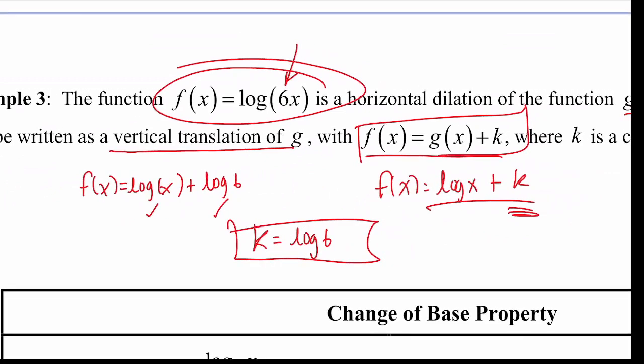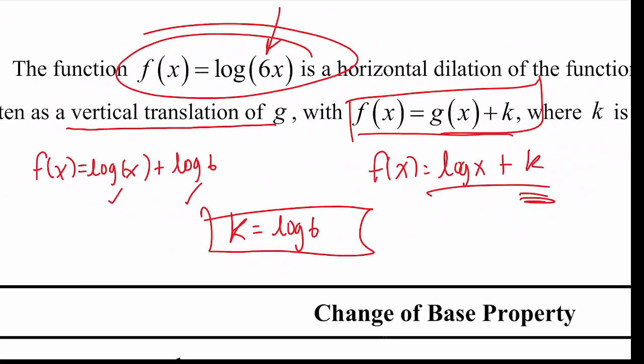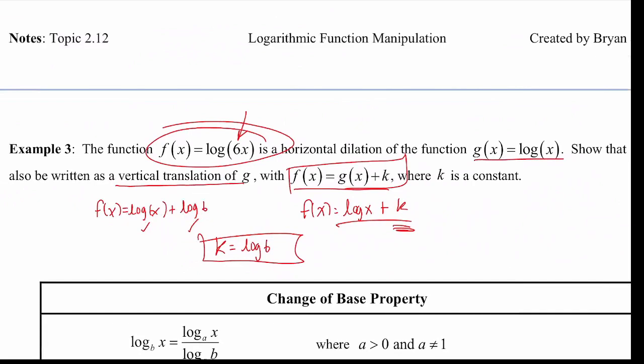How do we know that log of 6 is our constant? Because there's no variable. This is a number. I don't know what number that is, but it's a number. It's a constant. Like g of x is log of x, k would have to be the constant. I'd be more than happy to address this individually. We can keep going. Okay?